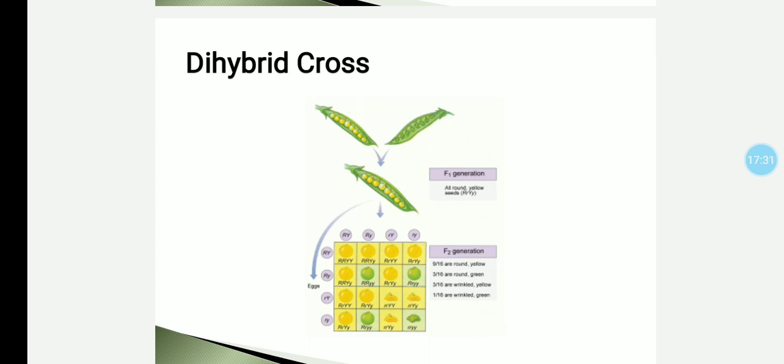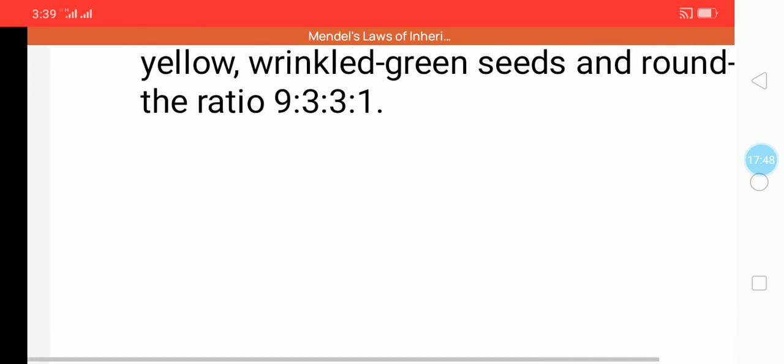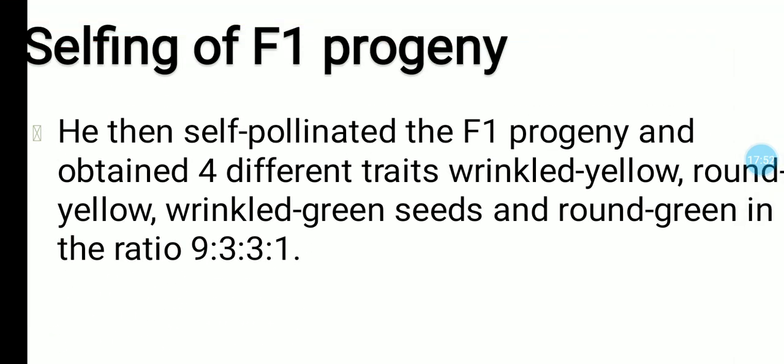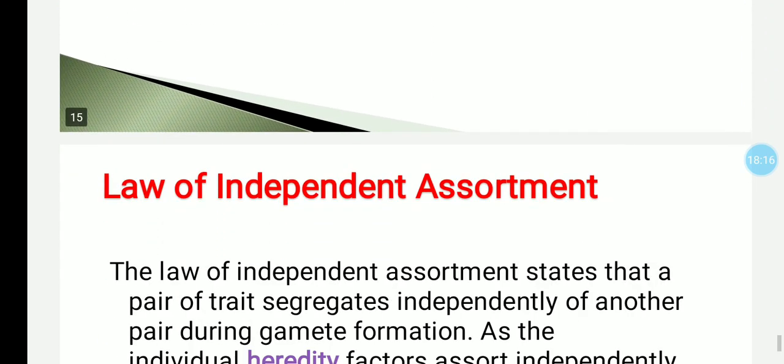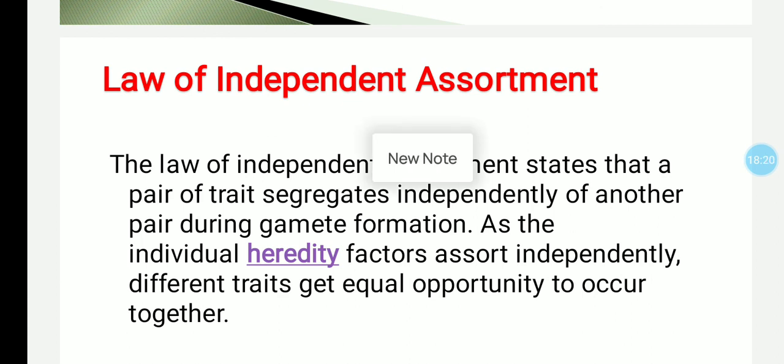You can see the same results, 9:3:3:1, in this diagram, which is showing after selfing of F1 progeny and obtaining four different traits: wrinkled yellow, round yellow, wrinkled green seeds, and round green, in the ratio 9:3:3:1. In this ratio, we can observe the next result, that is the law of independent assortment.